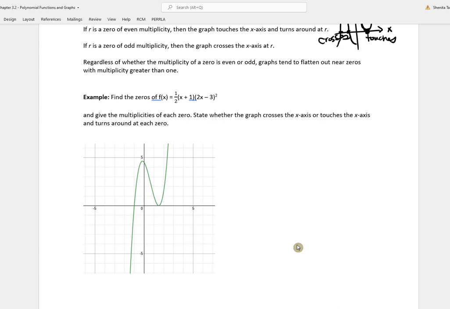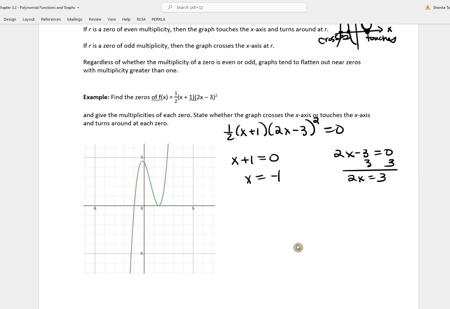Alright, so this is factored. You don't have to multiply it out. It's great that it's factored, because it's easier to figure out what the zeros are. So I'll write it again here. I'm going to set this equal to 0. Since it's already factored, I can take x plus 1 equal to 0, and I can take 2x minus 3 equal to 0 and solve for x. Here, x is equal to negative 1. Here, I'm going to add 3 to both sides. I get x is equal to 3 over 2.